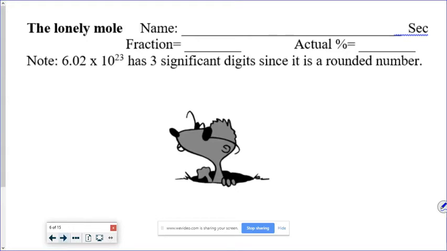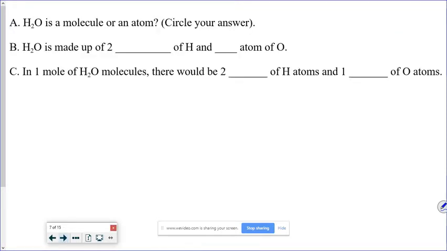Starting out, 6.02 times 10 to the 23rd has 3 significant digits. So in our problems, we always have to look at 6.02 times 10 to the 23rd as having 3 significant digits. There are a few questions we're going to go through before we really get into the math.